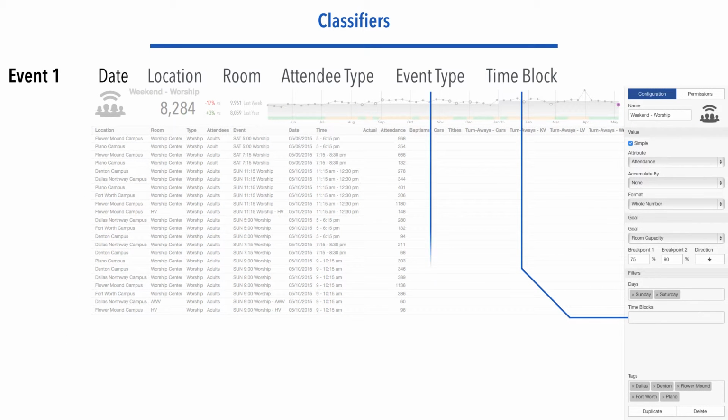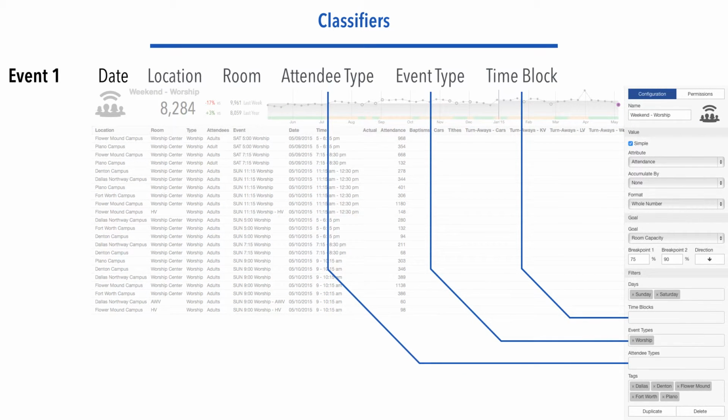So what's the point of classifiers, you ask? They are the secret sauce that make metrics work in ChurchNumbers. As you can imagine, the ChurchNumbers database could hold thousands or tens of thousands of event records for your church over many years. How does the software decide which ones to choose and calculate values in your metrics? Filters. And the primary filters are the three classifiers: attendee type, event type, and time block.